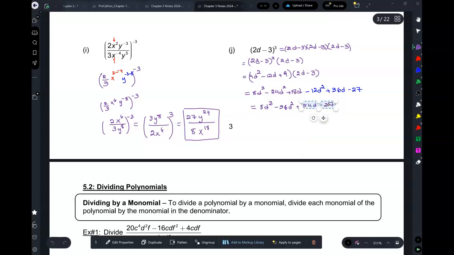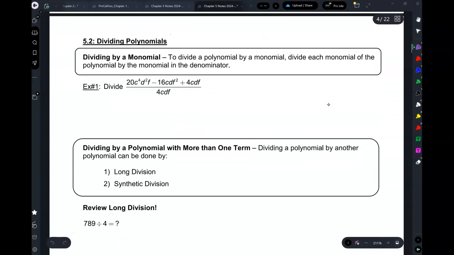Right, so in section 2, we're going to learn how to divide polynomials. In the first case, we are going to have a polynomial divided by a monomial. When you're dividing polynomials, always make sure that you can distinguish this difference. So here, if you're dividing by a monomial, you have to divide each term of the polynomial by the monomial first.